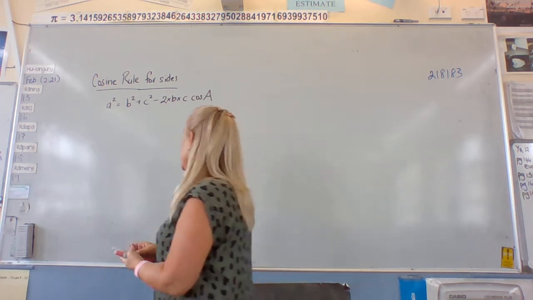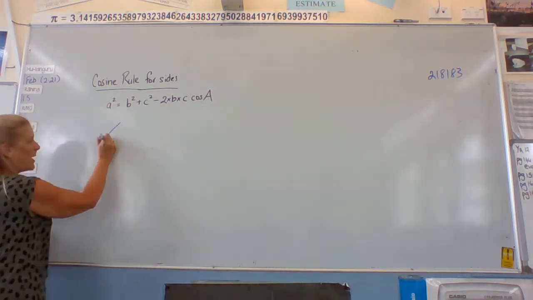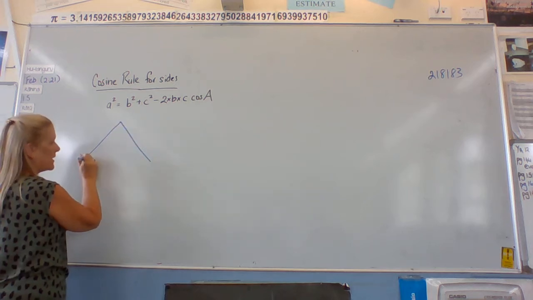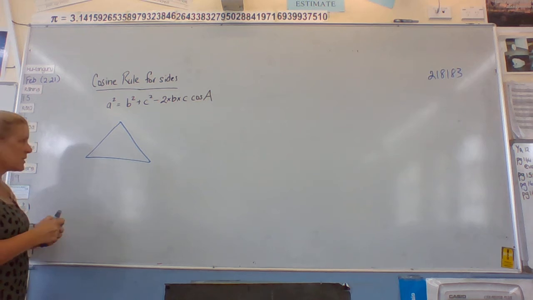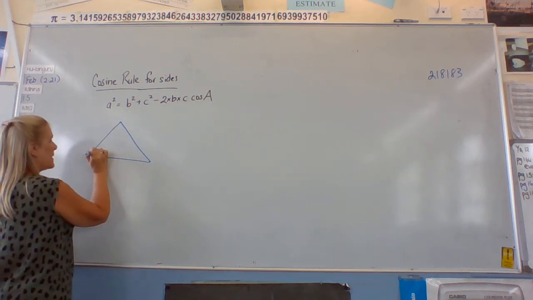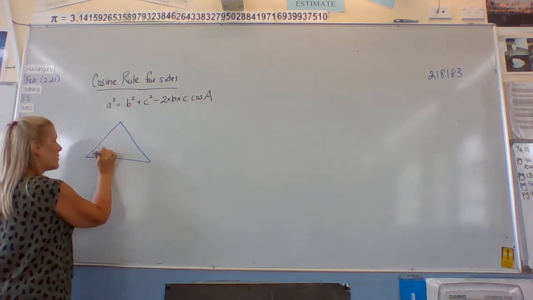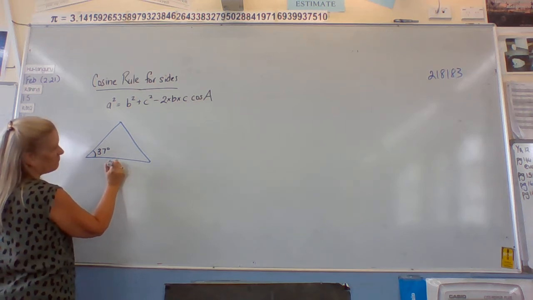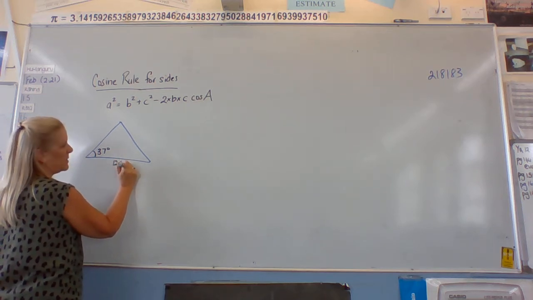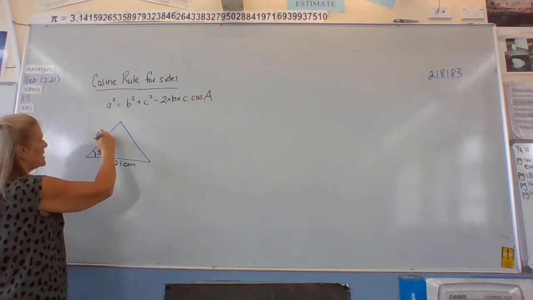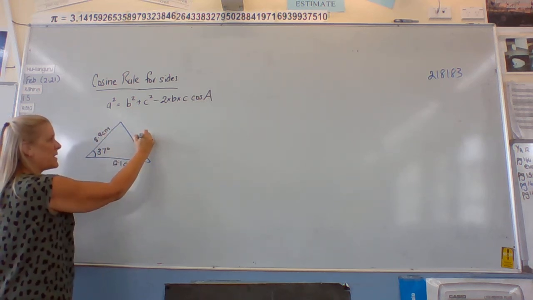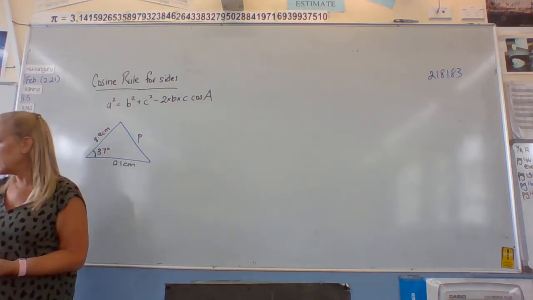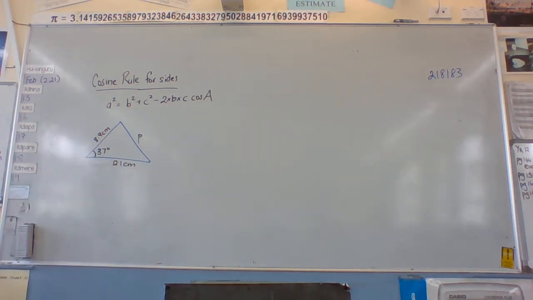So let's have a look at a picture, a diagram. Still looking at these triangles that look kind of like this. We've got this being 37 degrees, this being 12.1, I'm going to put a unit on it this time, this being 8.9 centimetres, and we're trying to find P. So we need to label it.